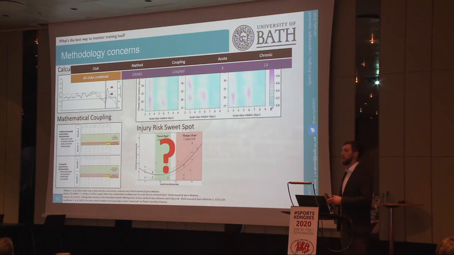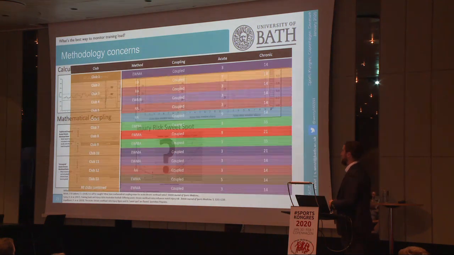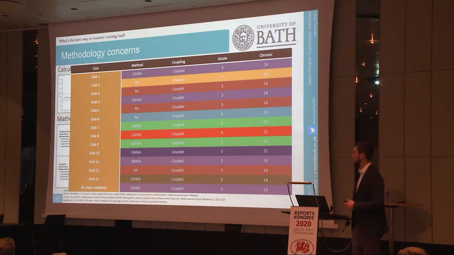So when we pooled all of that information together, we saw that a 3 to 14 day acute to chronic workload ratio was more important for rugby than, say, a 7 to 28 days, which is what's commonly used. When we looked at this on an individual club level, though, we saw that across 13 clubs, there was 7 or 8 different ways to actually analyze it.